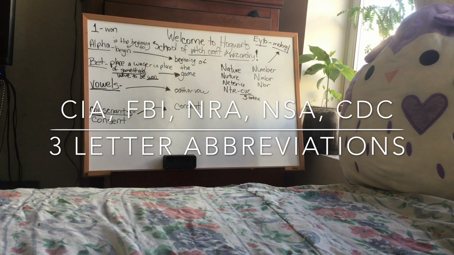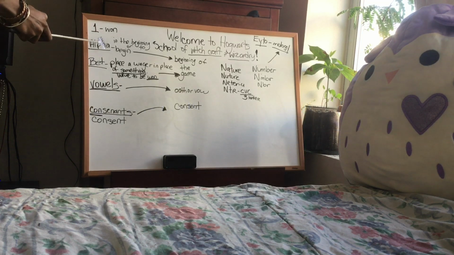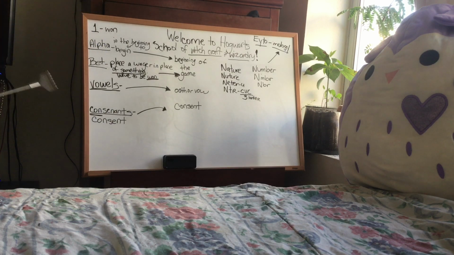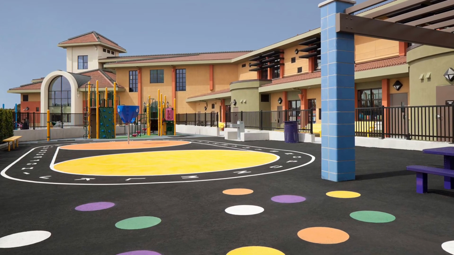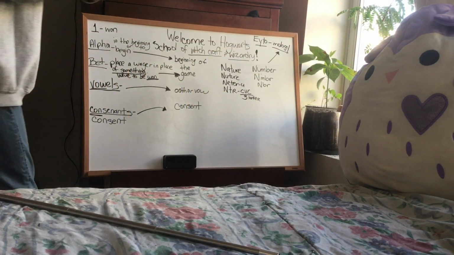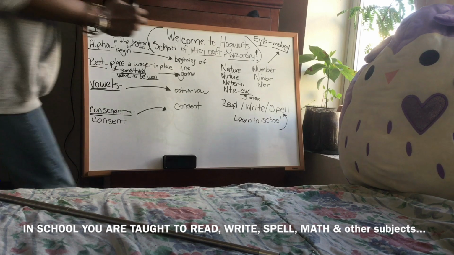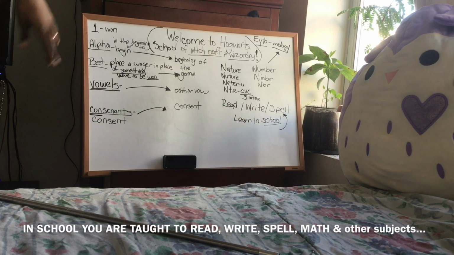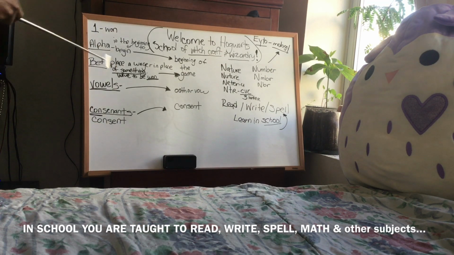So now, let's look back at this right here. So we got alphabet, vowels, and consonants, right? These are the things that you learn in school. You learn how to read, write, and spell in school. And the first thing they teach you, I'm recapping again, they teach you the alphabet, they teach you vowels, and they teach you consonants. But what they don't teach you is what these words really mean and what you're really saying.